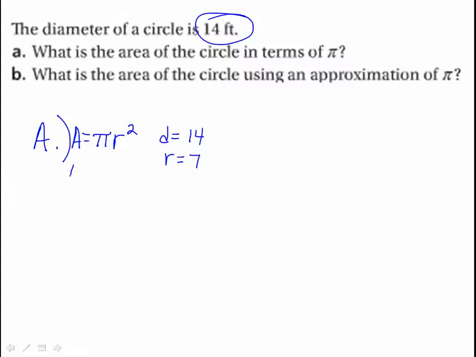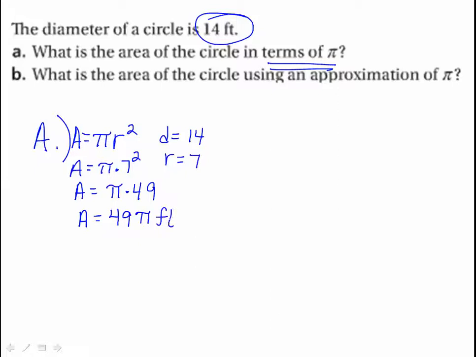I substitute that into my formula and find that I have pi times 7 squared. And 7 squared is 49. Letter A says to leave my answer in terms of pi, which means I'm going to leave my answer like this. I'm simply going to switch it and call it 49 pi square feet. And remember, since it's area, I have square feet.